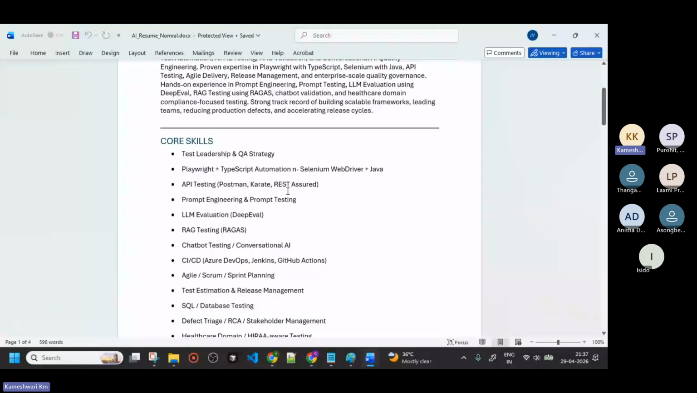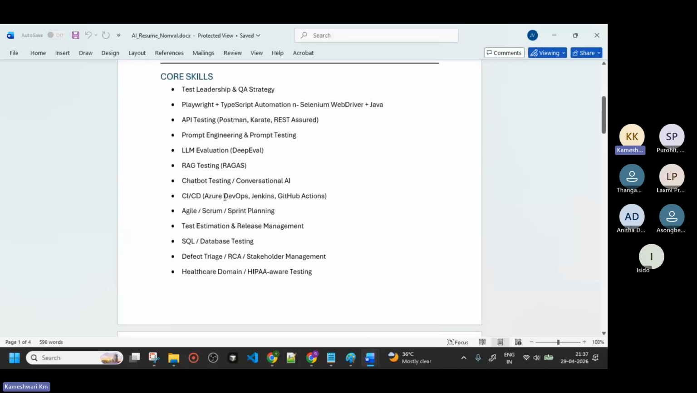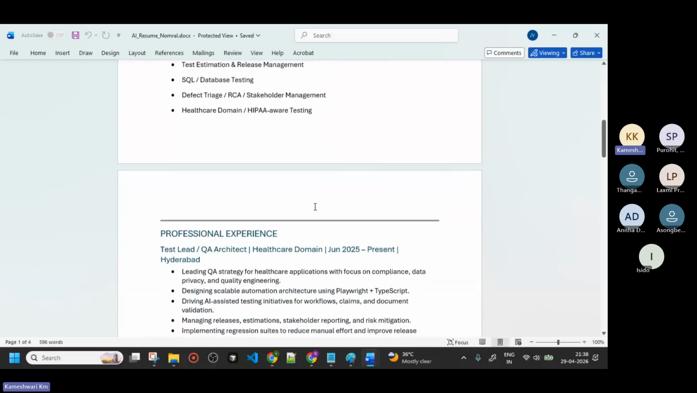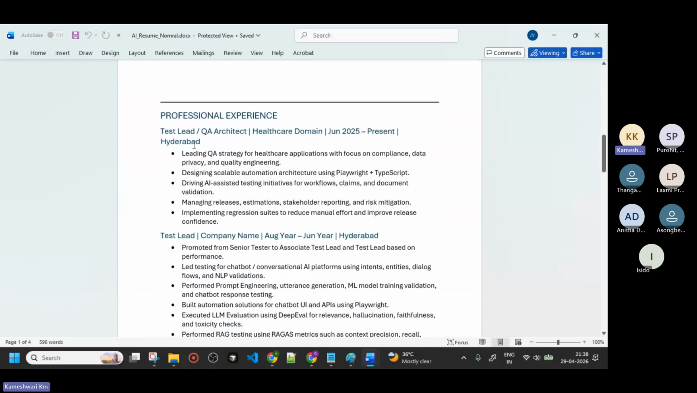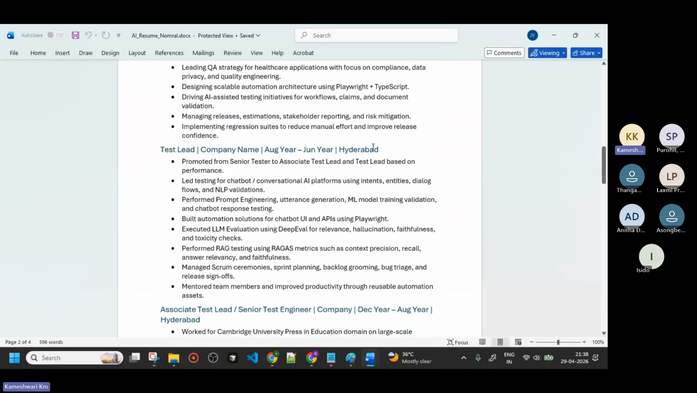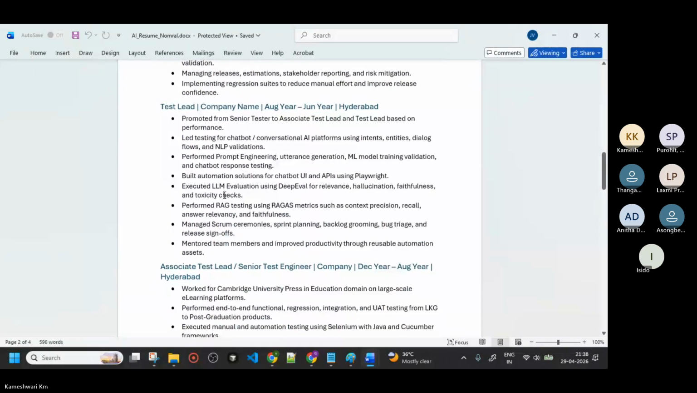Core skill sets like testing leadership, Playwright with TypeScript automation, API testing, prompt engineering, LLM evaluation, RAGAS, ChatGPT, CI/CD, Azure, test estimation, defect triage, healthcare domain, and professional experience, like what things I have done, and test lead. You can add the years, like where we have been promoted.